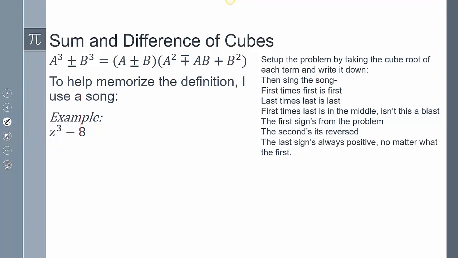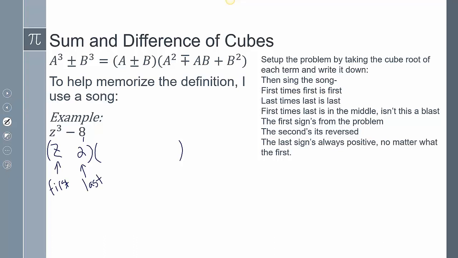Now, when we sing the song, just know we do have to set it up. So I have to take the cube root of this and the cube root of this one, so I get 2. And so once we do that, we can start singing the song. I'm going to say this is first, and this is going to be last. And so when we do that, we can start singing it.